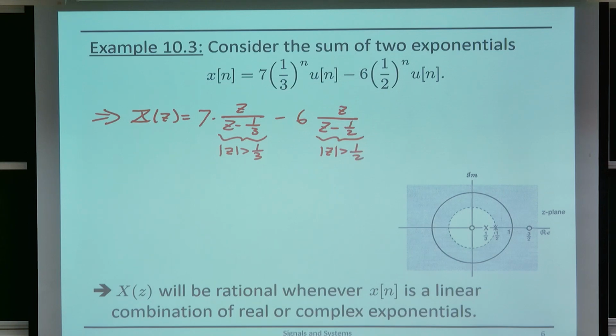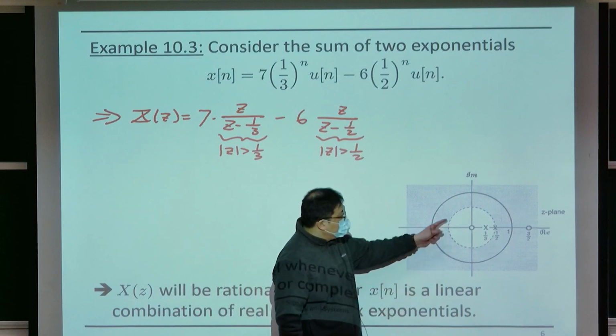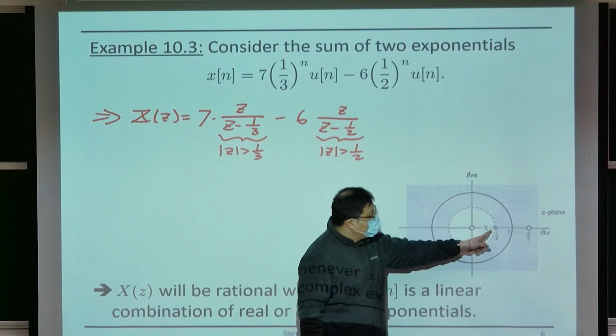Okay. Now, if you want both of these terms to hold, you need to have a region of convergence that is the intersection of both of these. So 1 over 3 is smaller than 1/2, so the intersection just gives you the exterior greater than 1/2. Okay. So the region of convergence is the exterior of a circle with radius 1/2.